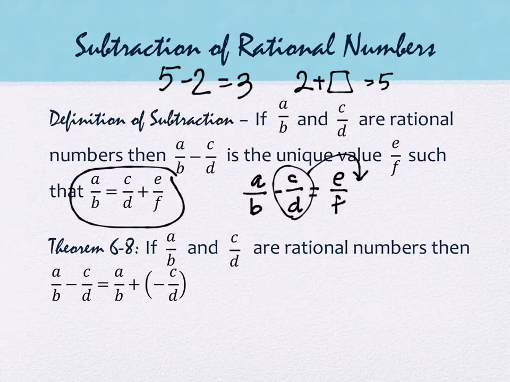Theorem 6.8 talks about what it means to actually subtract fractions in terms of adding negatives. So a over b minus c over d is equivalent to a over b plus a negative c over d. You're very well familiar with that idea now.